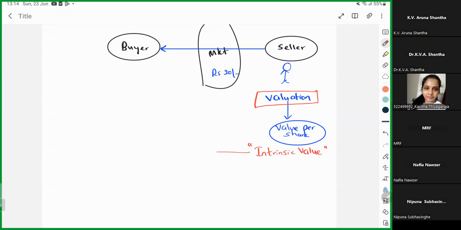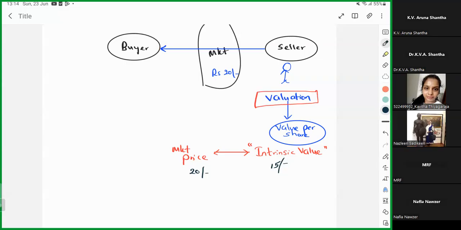Then you compare this intrinsic value with the market price, the price decided in the market. In this example, the market price is 20. Let's say you get an intrinsic value of 15. Now, what do you think? Are you financially benefited if you sell shares in the market? Yes, sir. Because our actual value is 15, but we got 20 rupees. That's 5 rupees more. We are benefited.